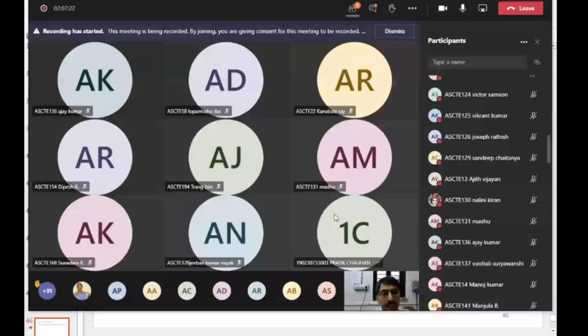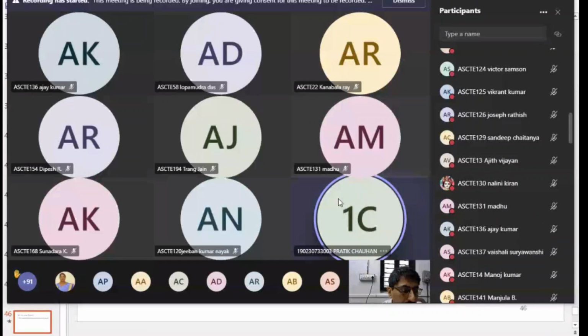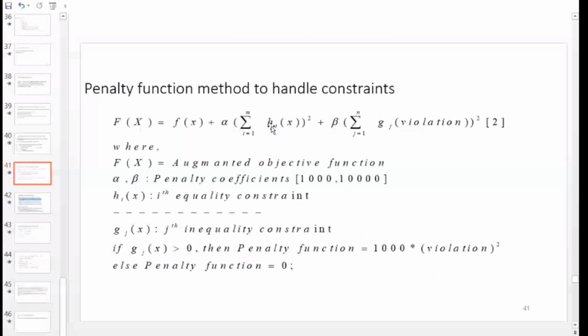Next question: if there are constraints in the problem, how will velocity and position be computed? Yes, the same equation. We incorporate the constraints in the objective function. This equation, a new function, plus this constraint violation squared. So you augment, you append these functions with the original function. We are using the same equations, no change.